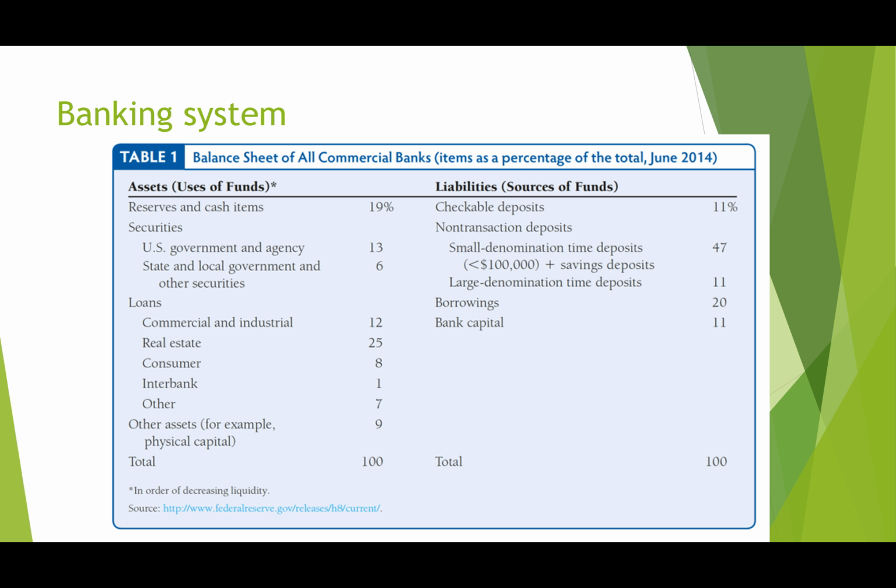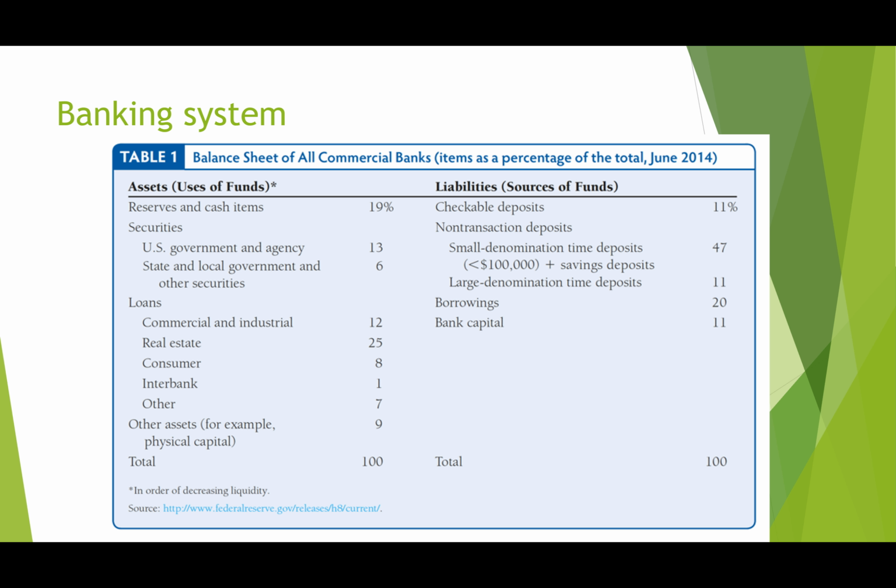So for instance, they could buy a post office bond, for example. Then loans. Here, the banks can make loans to businesses, and you can see commercial and industrial there. The banks also make loans related to real estate. Those are mortgages, so you can see 25% there. The banks can also do consumer loans, 8%, and they can also loan to other banks, that's 1%.